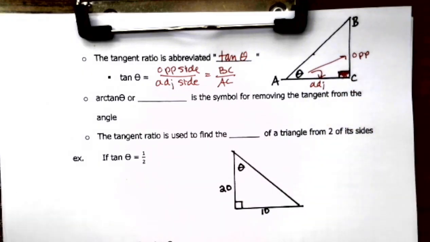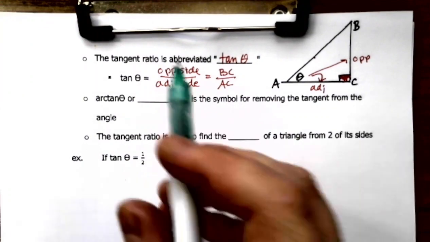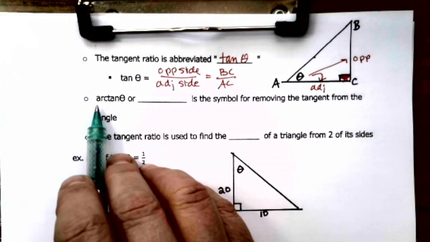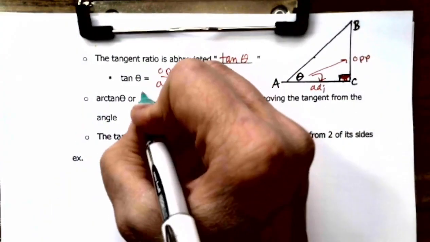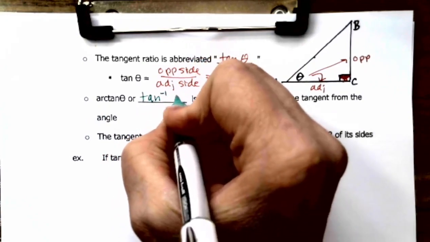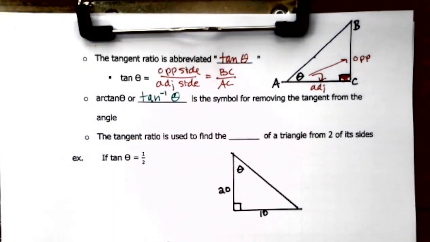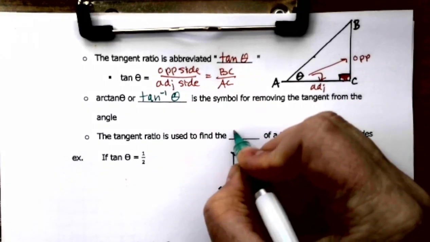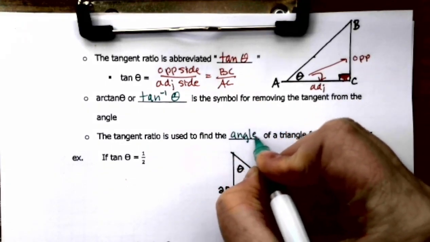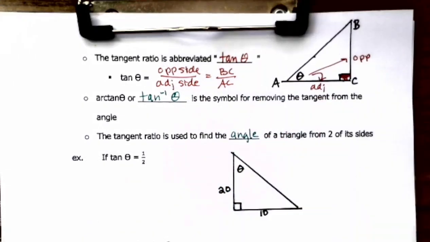Now, what we're going to be doing is doing some angle solving, and you need to know what an arctangent is. Arctangent can be written ARC, arctan, or tangent with a -1 before the angle. And it is the symbol for removing the tangent from the angle so that we can solve for the angle. The tangent ratio is going to be used to find the angle of a triangle from two of its sides.